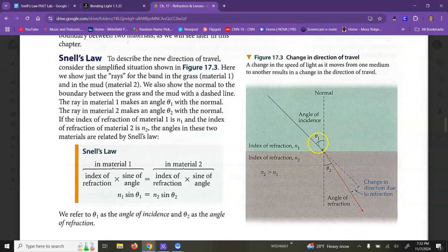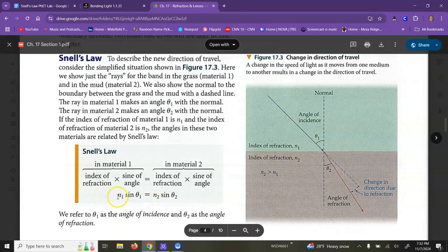The incident angle means the incoming angle. So incidence means incoming, and that's why we label it with a 1. This is the Greek letter theta. Theta sub 1 is our incident angle. N sub 1 is our incident index of refraction. So this is our very first material that the light ray is traveling through, and then the light ray bends when it enters the second material, and that's going to have N sub 2, our index of refraction, and this is going to be our angle of refraction, theta sub 2.